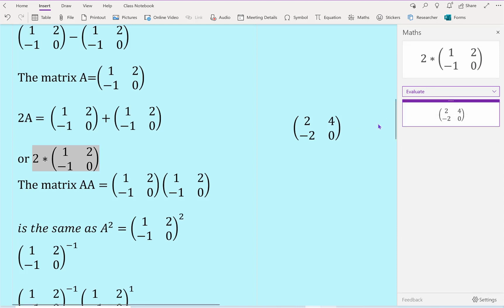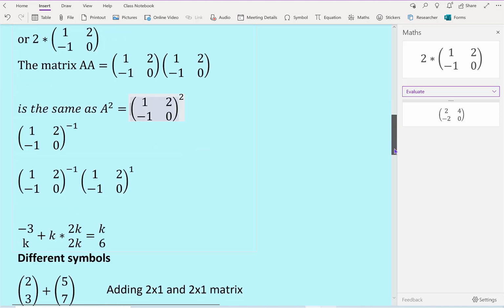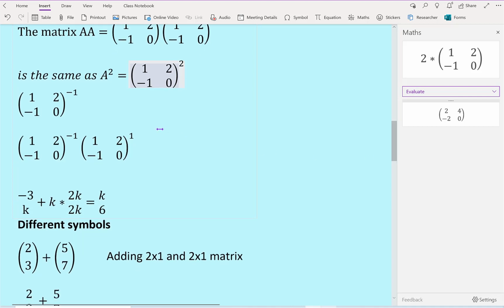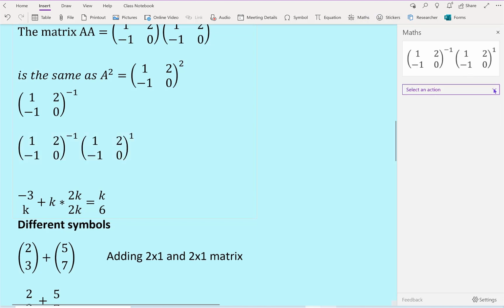Indeed it does. Okay, so again I am multiplying two matrices together, AA, which should be the same as this one here. Right, how about an inverse matrix? So this is an inverse of A. I would expect the inverse times the original matrix A to produce the identity. If I press on the math button and then evaluate, indeed it does give me the identity.